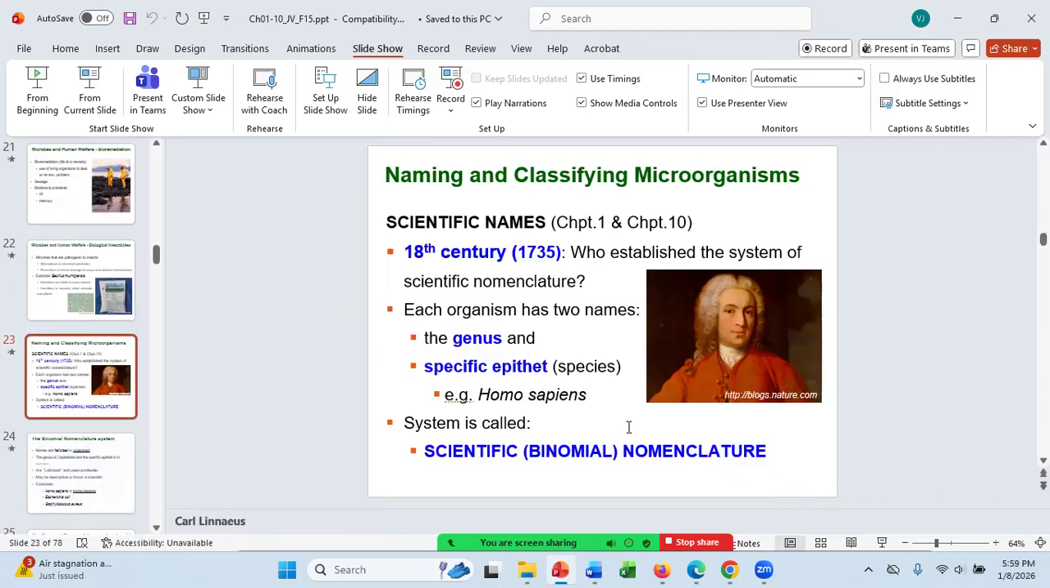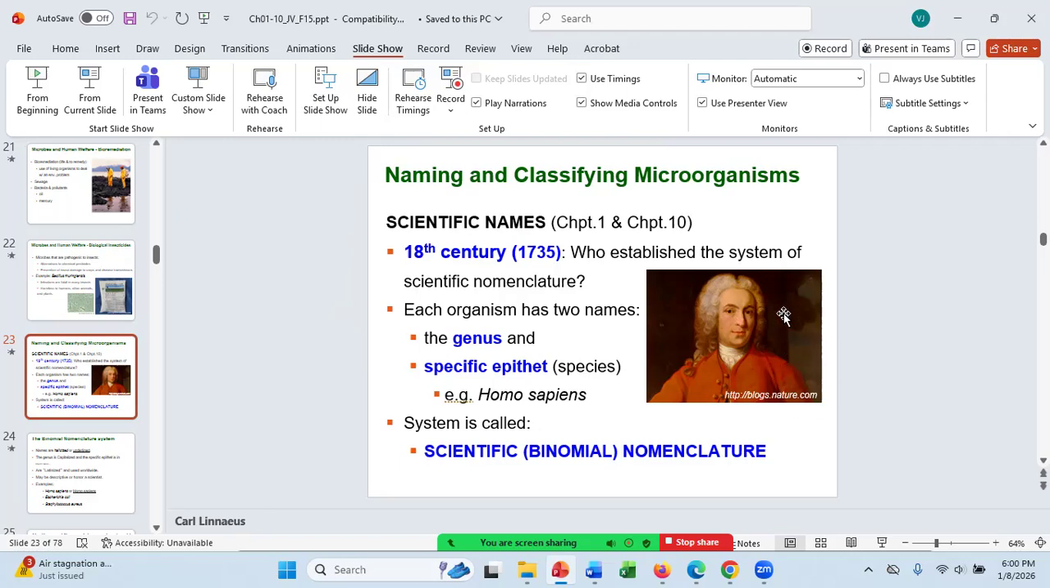All right, any questions on anything we've discussed so far? If not, we're going to be changing gears a little bit and talking about the naming and the classifying of microorganisms. All scientific names, as well as the first classifying of organisms, came from this gentleman here, who established a system of scientific nomenclature. He also established a system of classifying. Anyone know his name, who this is?